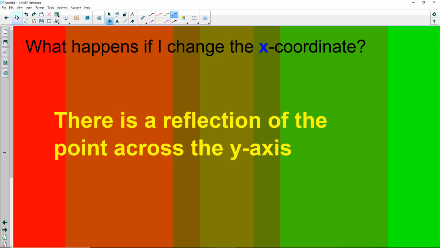So to answer the question, what happens if I change the x coordinate? What happens is there is a reflection of the point across the y-axis. Again, if you're not understanding, please rewind, watch it again. That is the beauty of having the video of the lesson. It may take a couple times watching this for you to totally comprehend it. And remember, that's okay. It's all about understanding. It's not about speed. So let's move on.